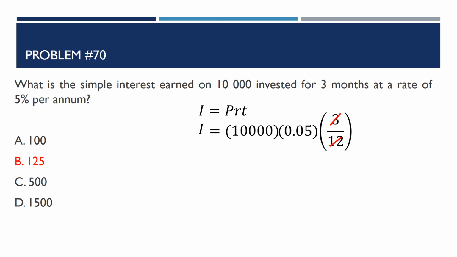Then we're going to cancel this to reduce. We divide both by 3, so 12 becomes 4. Then 10,000 times 0.05 is 500 times 1/4, which is already reduced. Then we can reduce this further because 500 and 4 are both divisible by 4, so 500 becomes 125. And so 125 times 1 is 125, and that's the answer.